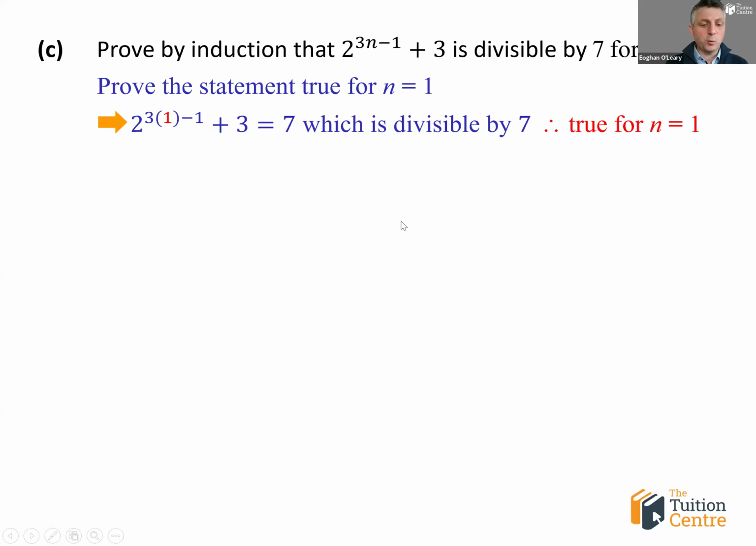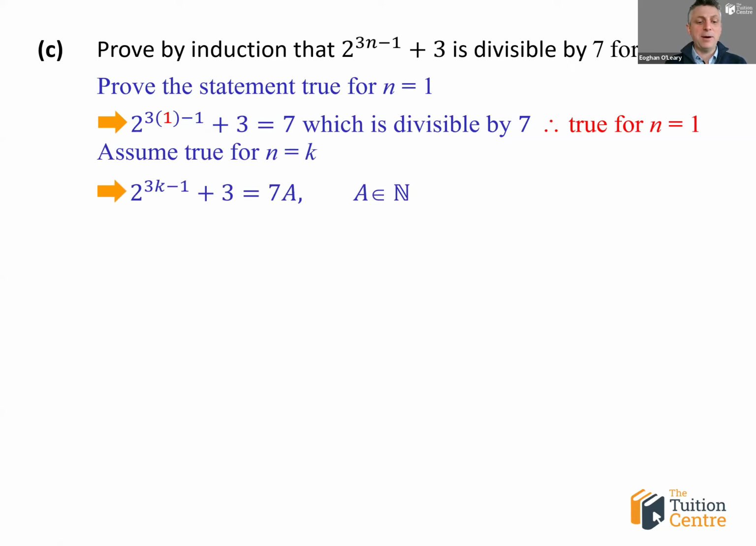Then after that, we're going to go to our second step. We're going to assume that it's true for n equals k. So what that means is 2 to the power of 3k minus 1 plus 3 is divisible by 7. So we're going to say it's equal to 7 times some number, where that number is a natural number. So we're going to say it's equal to 7a. Now you can do this slightly differently. Your teacher could show you a different way to do that. That's absolutely fine.